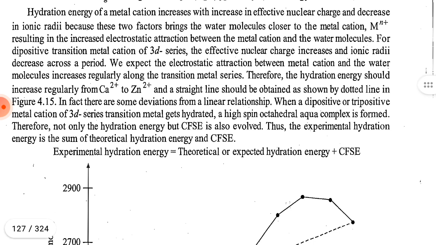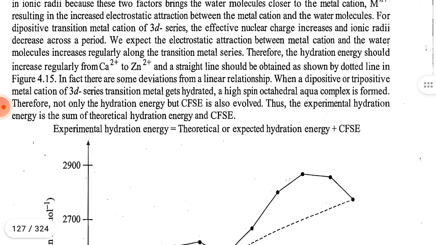For a dipositive transition metal cation of the 3d series, the effective nuclear charge increases and ionic radii decrease across a period. We expect the electrostatic attraction between the metal cation and the water molecule to increase regularly along the transition metal series. Therefore, the hydration energy should increase regularly from Ca2+ to Zn2+, and a straight line should be obtained, as shown by the dotted line in figure 4.15.